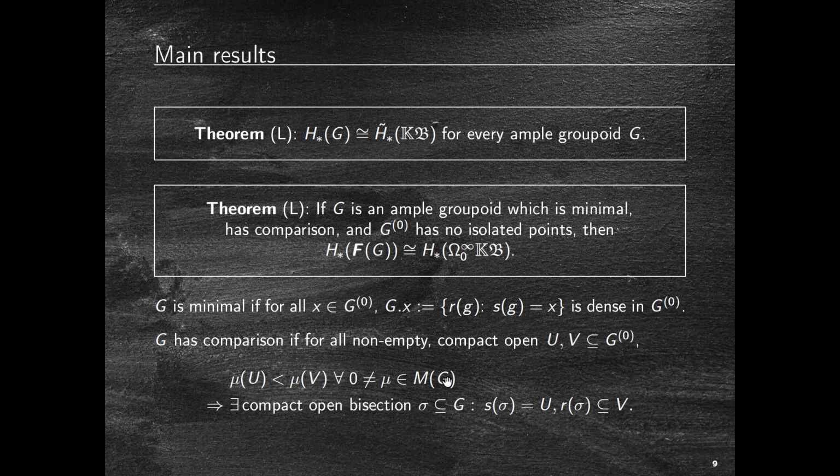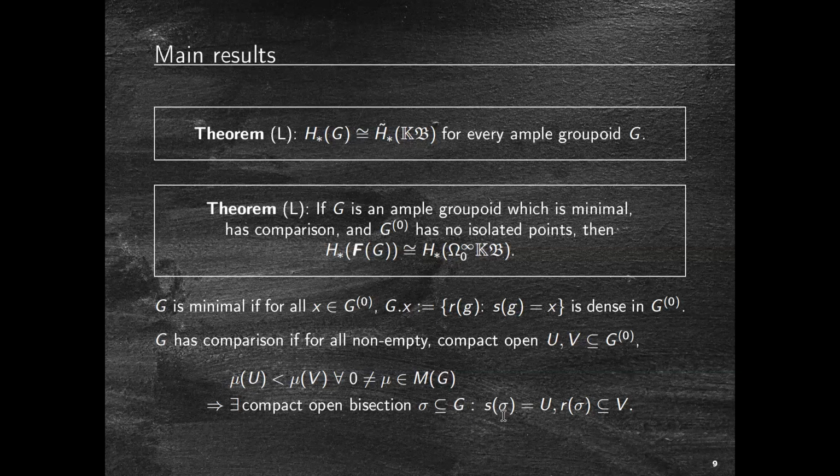and you know that for any invariant measure, the measure of u is less than the measure of v, then this comparison says that there is an explanation why the measure is smaller. Namely, you can find a bisection which moves the smaller subspace u into the bigger one, v. So that's a condition. If you have this bisection, then it follows that the measure of u has to be less or equal to the measure of v, because the measures are assumed to be invariant.